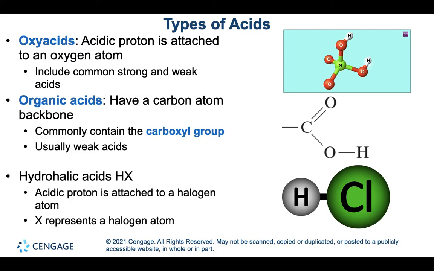You also have your hydrohalic acids: HCl, HBr, HF, HI. These are all examples of the hydrohalic acids. And 3 out of the 4 are strong acids: HCl, HBr, and HI. HF is considered weak. The bond is a little too strong to break 100% of the molecules up. Typically we say these are HX, and X is the halogen atom.